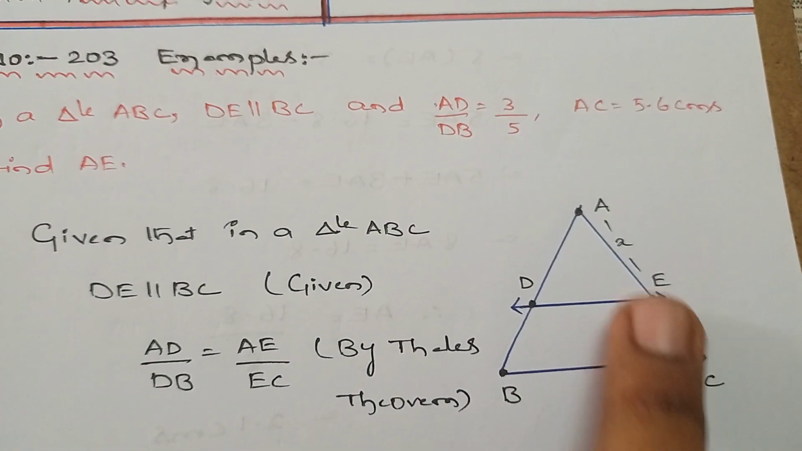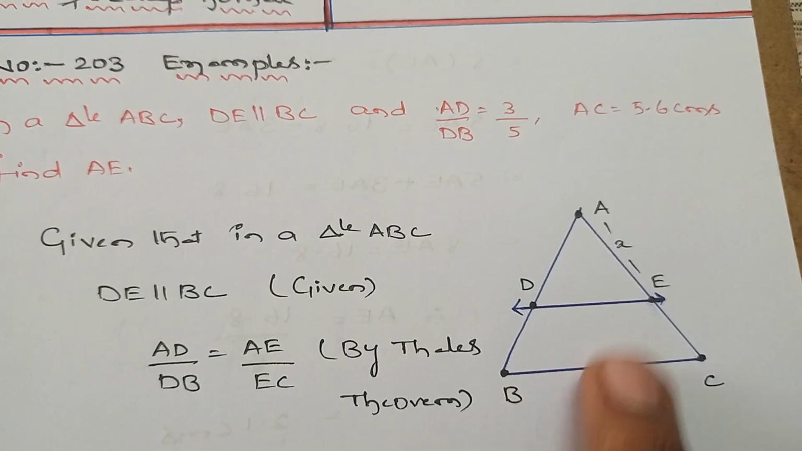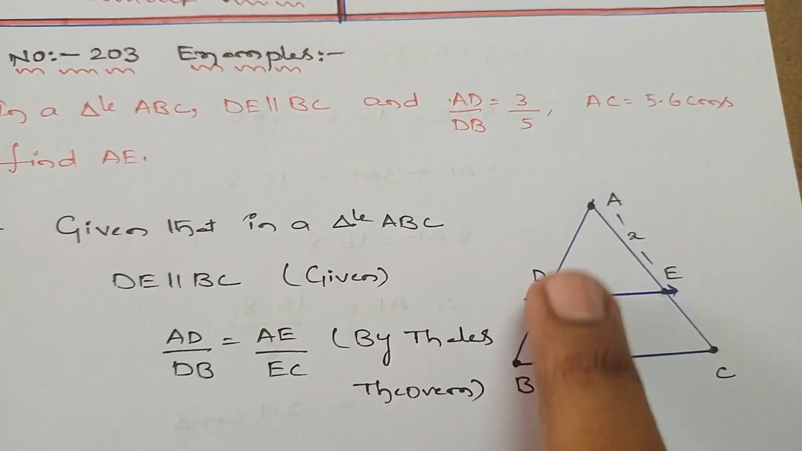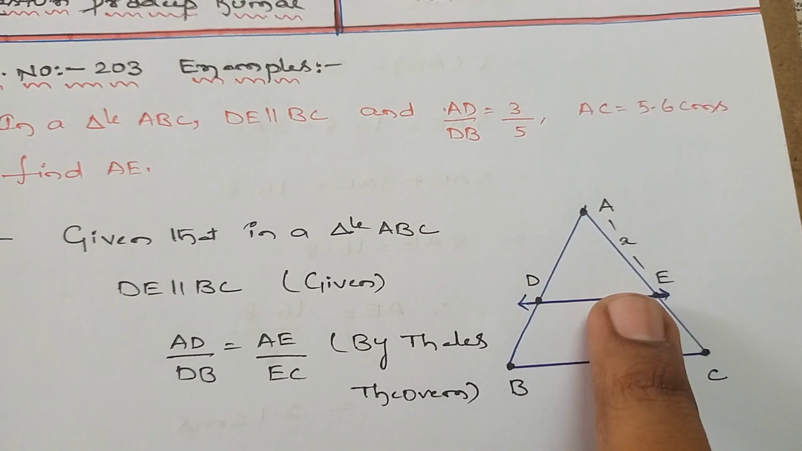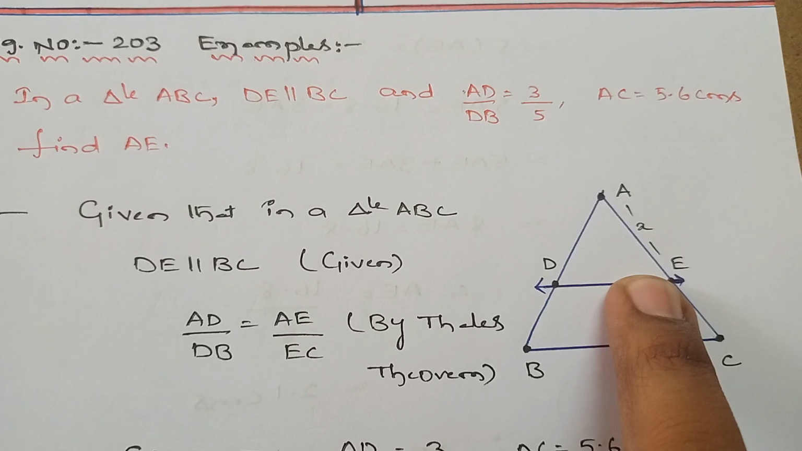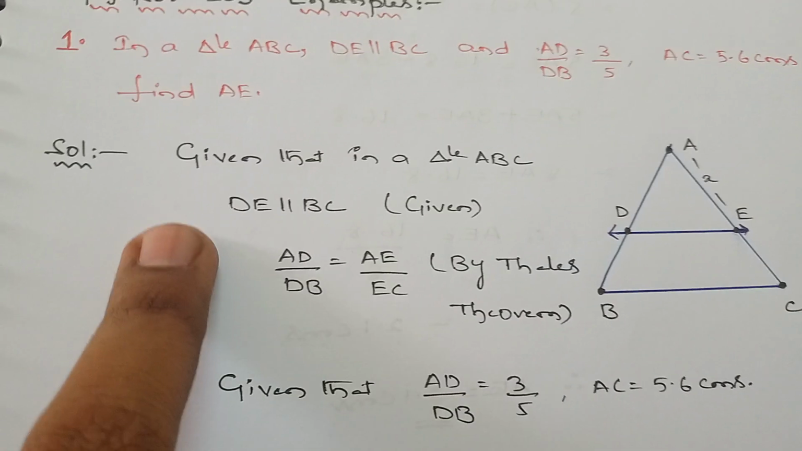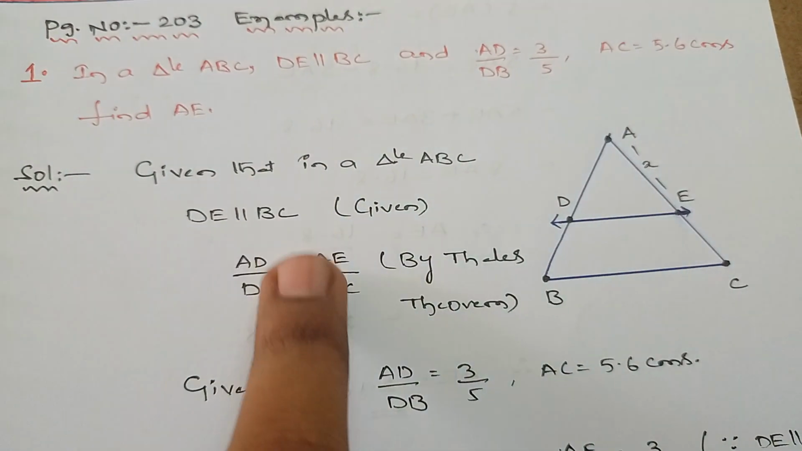Draw a triangle ABC where DE is parallel to BC, that is given. AD by DB is dividing in the ratio of 3:5 and we need to find the unknown value here, AE, that is X guys. So first write down what is given in the question. Given that in a triangle DE is parallel to BC, that is given in the question.